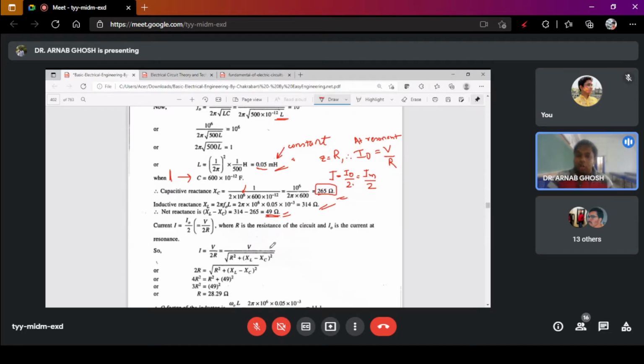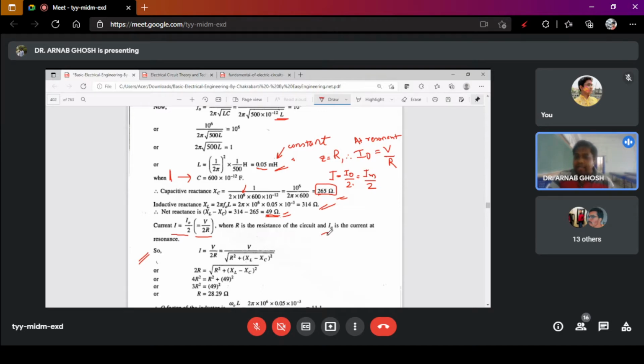Right? So when you write this expression, I is equal to I0 by 2, along with that you replace I0 by V by R. So this becomes equal to V by 2R. I0 is V by R, so I is becoming V by 2R. Okay. Now, you consider this case. So your I is equal to V by 2R.